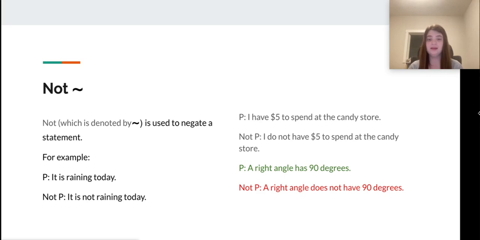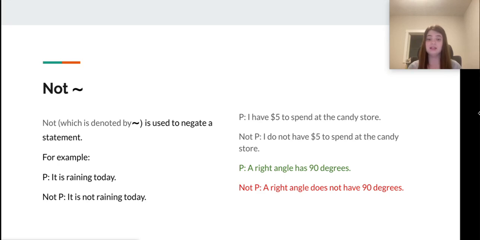Let's say P is I have $5 to spend at the candy store. Not P would be I do not have $5 to spend at the candy store. Let's say P is a right angle has 90 degrees. Not P would be a right angle does not have 90 degrees. Now notice whenever we use not, if the original was true, the not would be false. And if the original is false, the not would be true. There's not really any in between value where both of them could be false or both could be true.